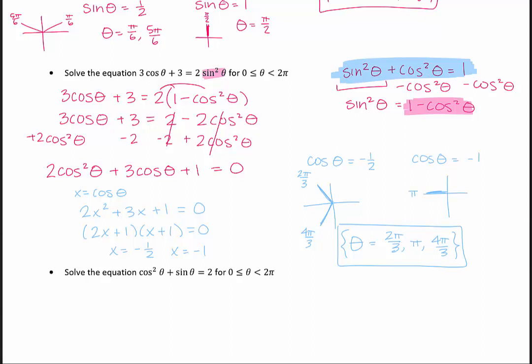So if you were to substitute in theta right here, square that value, multiply it by 2, and set that equal to 3 times the cosine of that value plus 3, you would get the same thing on both sides. I actually find these types of equations to be much easier than the ones that we did last time.